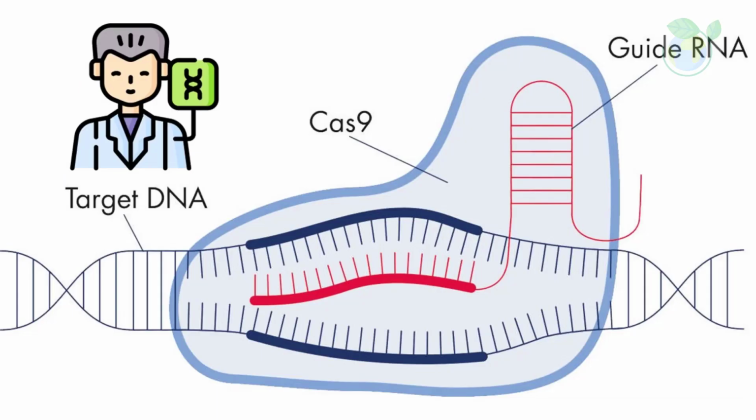CRISPR-Cas systems have several components in addition to CRISPR sequences and Cas, CRISPR-associated proteins. Cas proteins are enzymes that cut DNA or RNA at specific sites, and their role as nucleases was discovered through comparative genomic analysis of CRISPR and Cas genes. Some Cas proteins, like Cas9, cut DNA, while others, like Cas13, cut RNA.